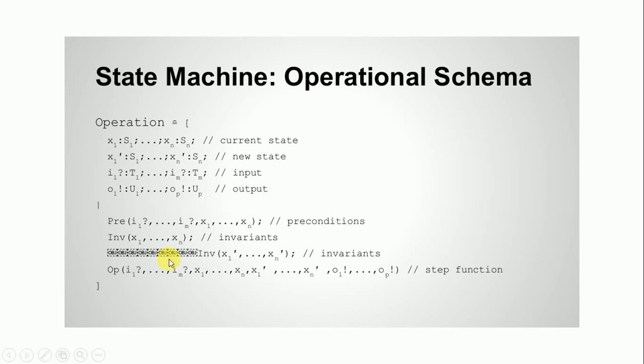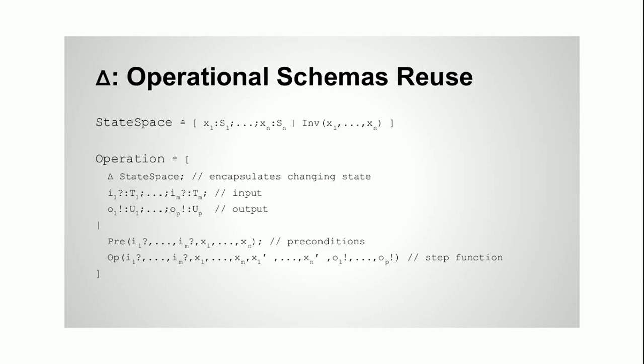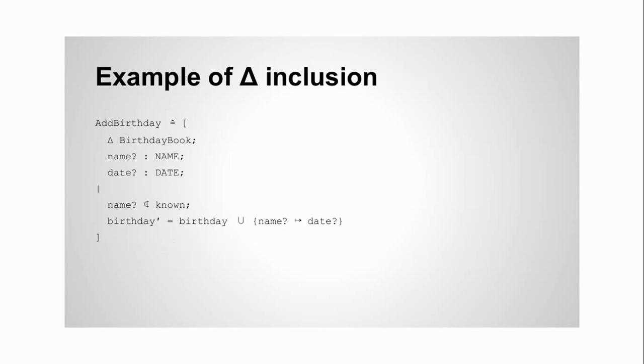State machines, state machine operation schemas. These are the state machine operation schemas. Examples of operation schemas: AddBirthday, with birthday name, date, name?, date?. Operation schema reuse: how can we reuse operation schemas? Example of inclusions: AddBirthday.